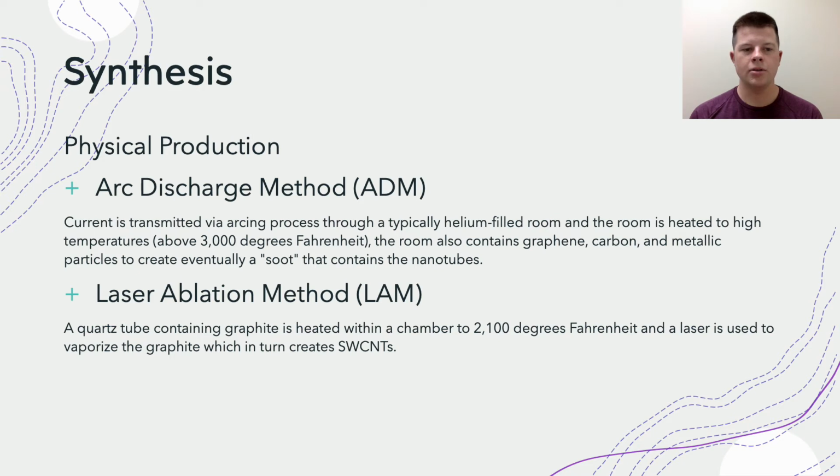And then for the laser ablation method, you have a quartz tube filled with pure graphite, and then that is heated within a chamber, normally to above 2,000 degrees Fahrenheit, and a laser is used to essentially vaporize the graphite material within the quartz. And through that vaporization process, you get carbon nanotubes through almost a soot-like leftover type situation.